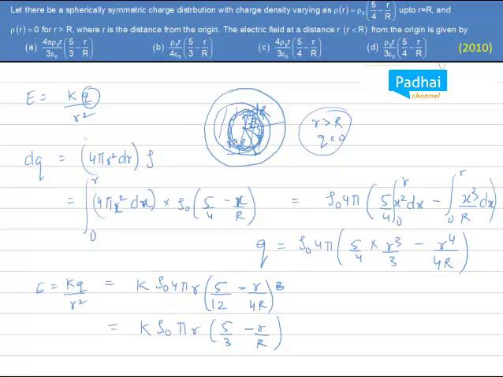So if I see the options, there is no mention of k. K is what? 1 upon 4 pi epsilon naught. So pi and pi will cancel out, so this will give me 1 upon 4 epsilon naught rho naught into R (5/3 minus R by R). So that means option B is correct.